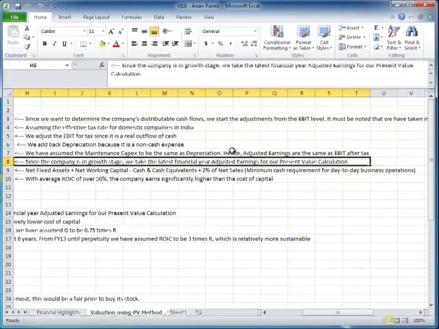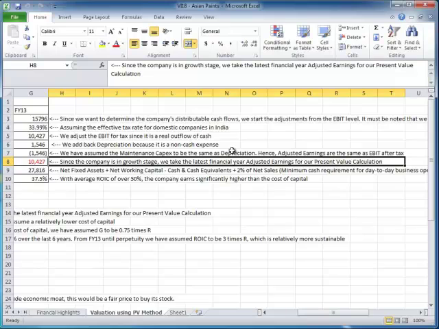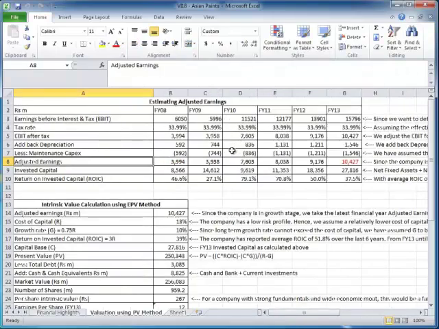Since the company is in the growth stage, we take the latest financial year adjusted earnings for our present value calculation. So we're going to be using this number here as our adjusted earnings.